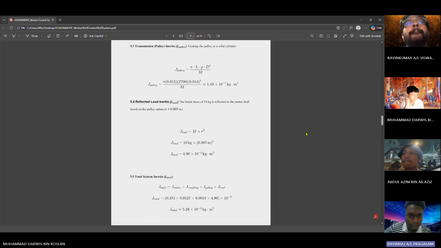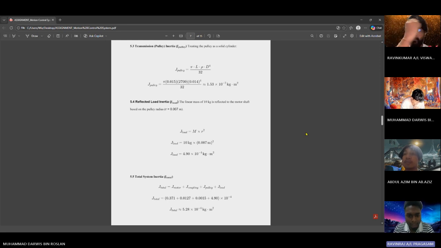Then for the transmission pulley, we treat the pulley as a solid cylinder. The pulley inertia is pi L rho D to the power of 4, divided by 32. That is pi times 0.015 times 2700 times 0.014 to the power of 4, divided by 32, equal to 1.53 multiplied by 10 to the negative 7 kg m².